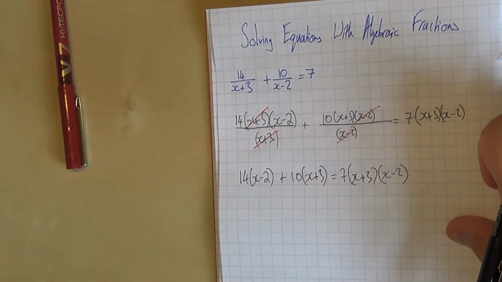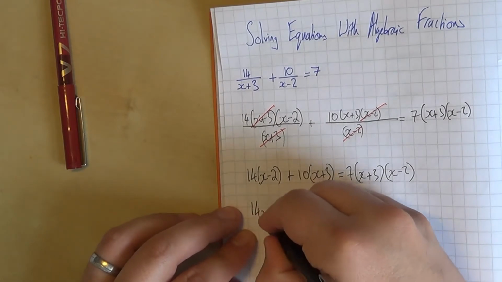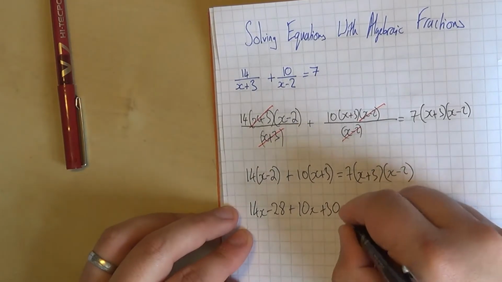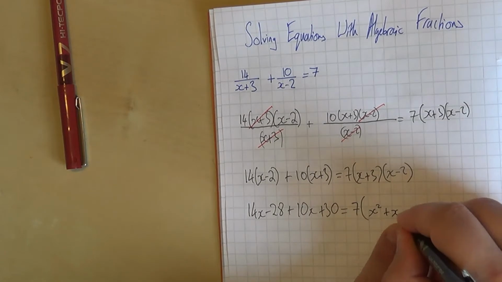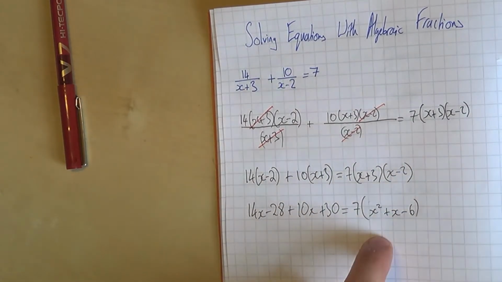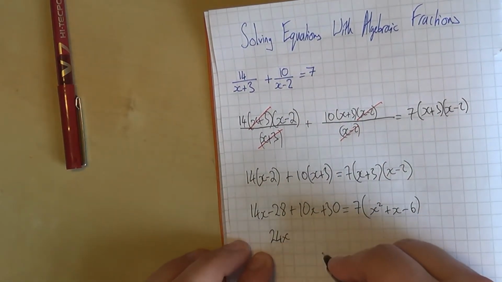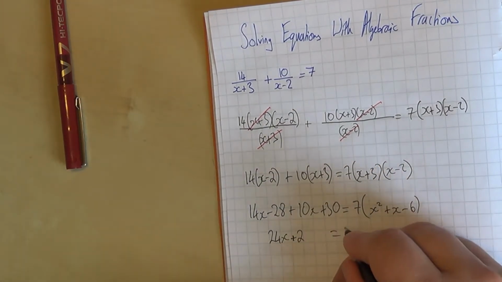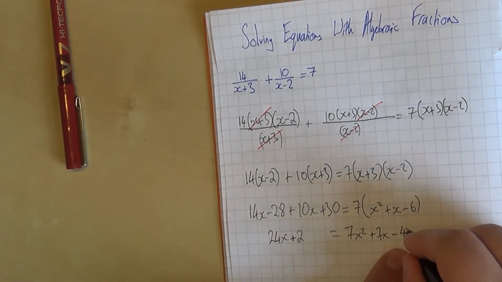So let's multiply out these brackets to try and simplify this into one expression. So that gets us 14x take 28 plus 10x plus 30 is 7 lots of this pair of brackets. I'm going to expand first and leave the 7 out. So just expand these two to get that, and then later you can put the 7 in. So this left hand side has got 24x's plus 2. This right hand side has 7x squareds plus 7x's take 42.